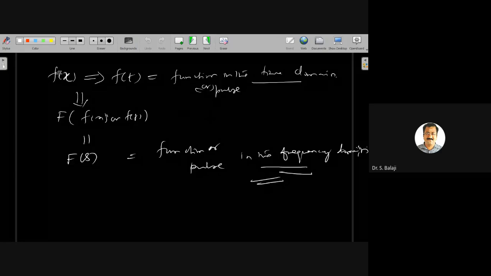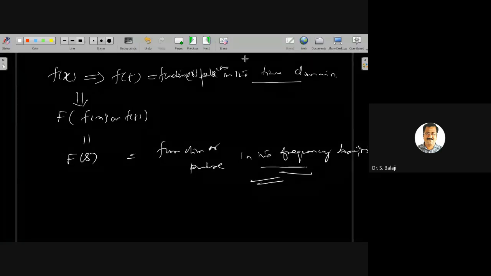Generally, we consider the function f of x or f of t. That function is called function or pulse or signal in the time domain. In that manner we can consider it. Therefore, f of x or f of t are generally called function or pulse or signal in the time domain.